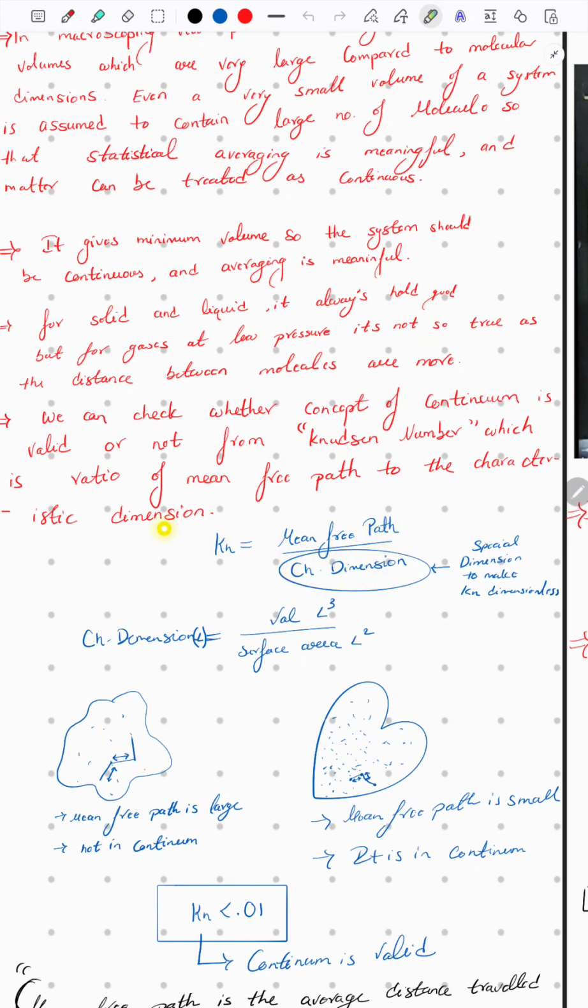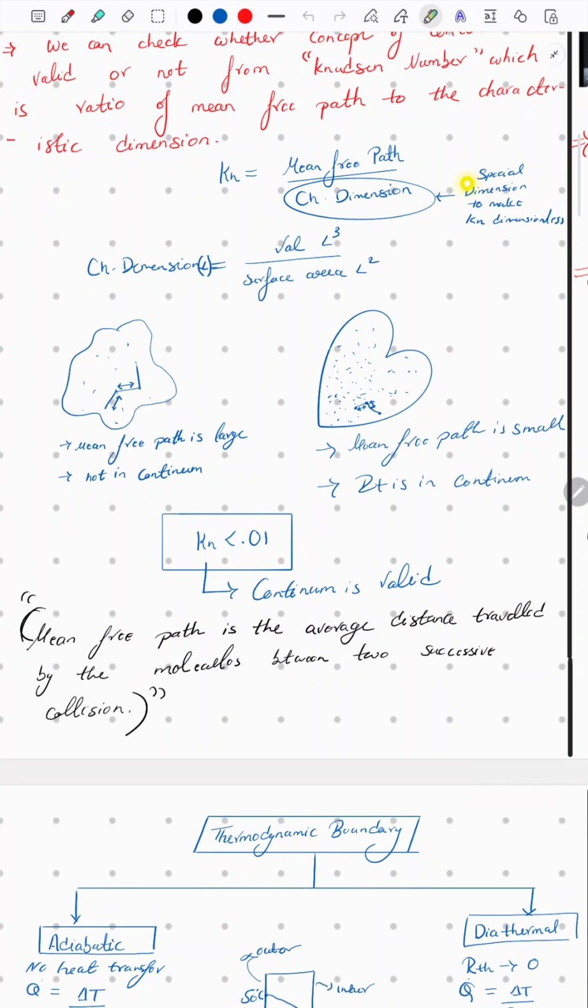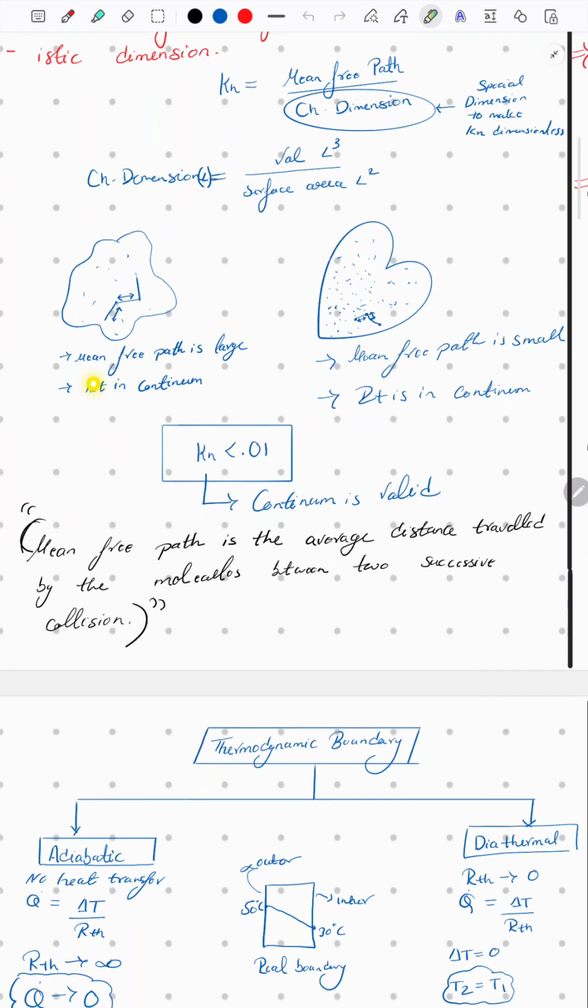See, the Knudsen number does not have any dimension. It is a dimensionless quantity. The mean free path is L, it is a length. The characteristic dimension is volume by surface area, so its unit is also L. So L by L is unitless. You can remember it easily: volume is L cube and surface area is L square. So this is a system which has low density, and this is a high density system.